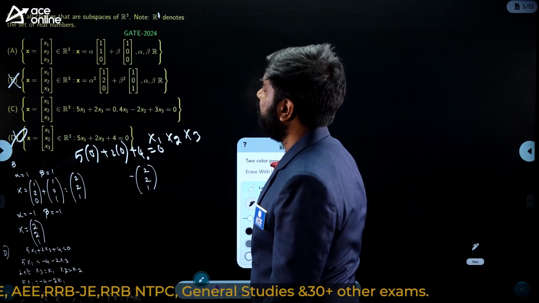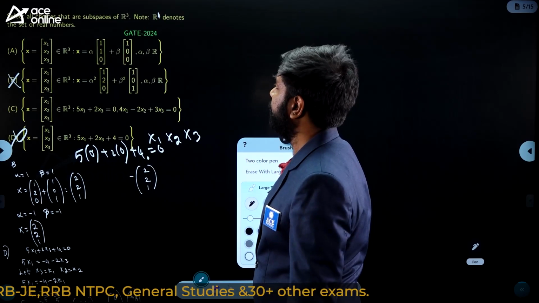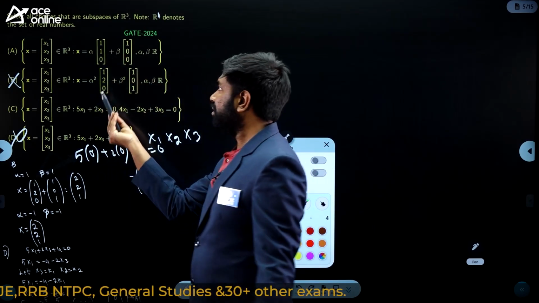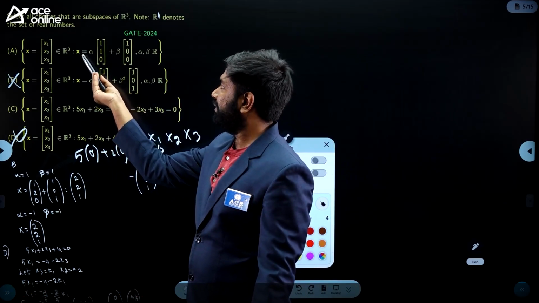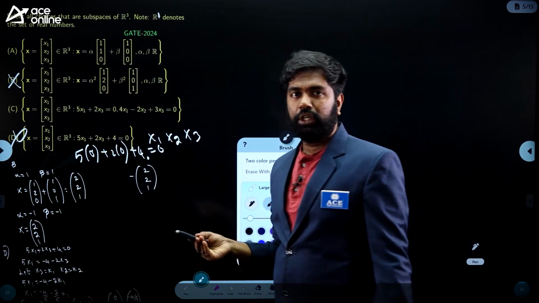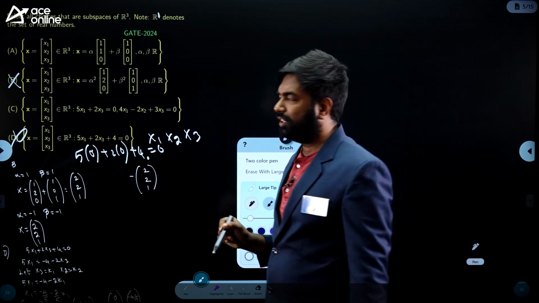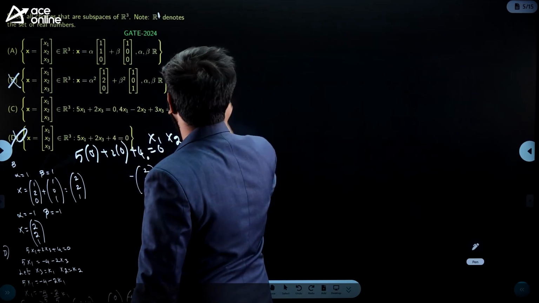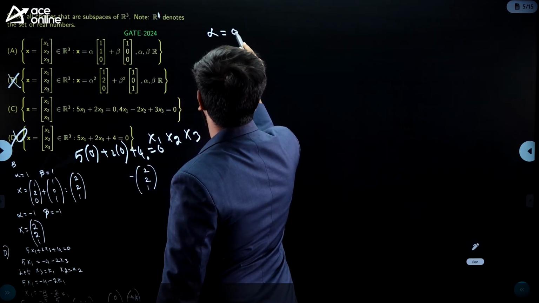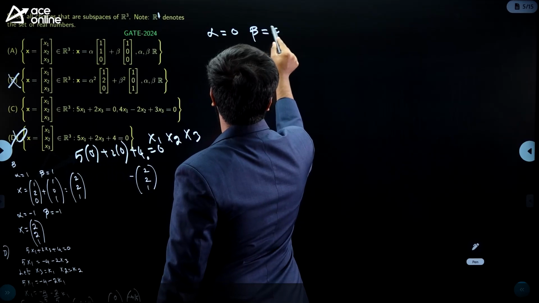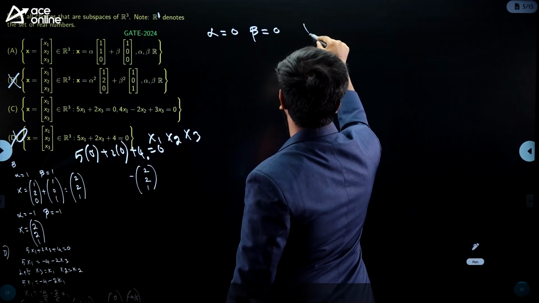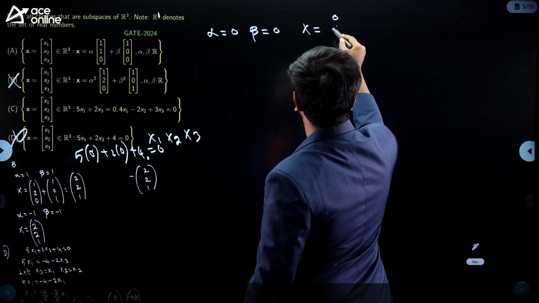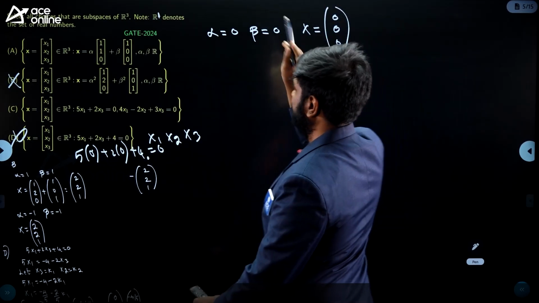So let me verify what happens to C and A. Now, it happens that in A, whatever x they gave, alpha times this plus beta times this will definitely satisfy all the properties of subspace. For example, will a 0 vector belong to this set? Let's check. If you take alpha as 0, beta also as 0, you get 0 times this plus 0 times this, which is a 0 vector. Yes, 0 vector is a part of this.